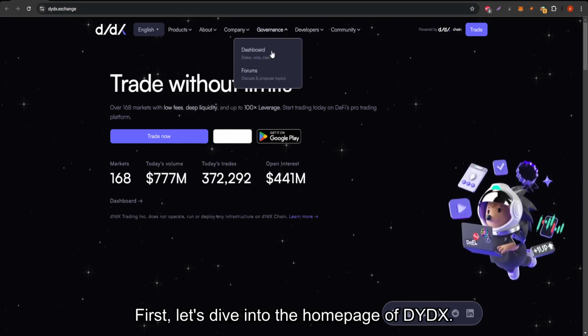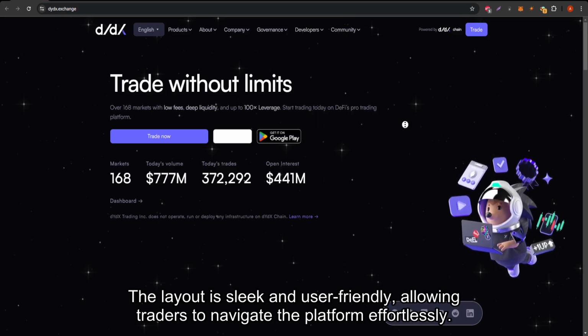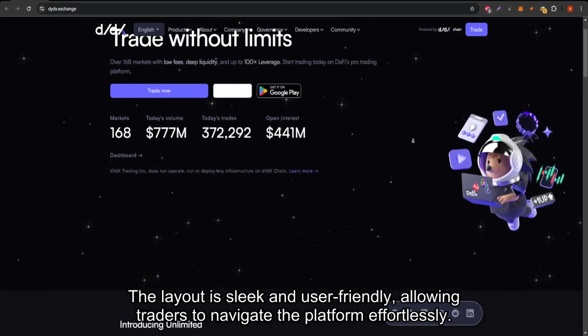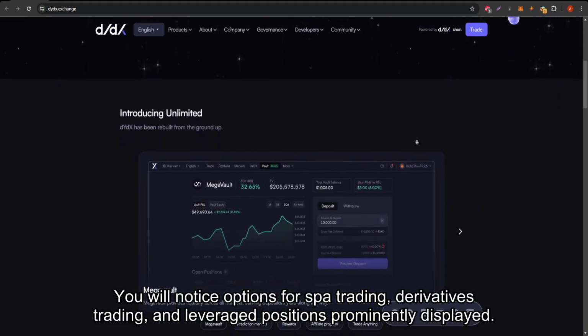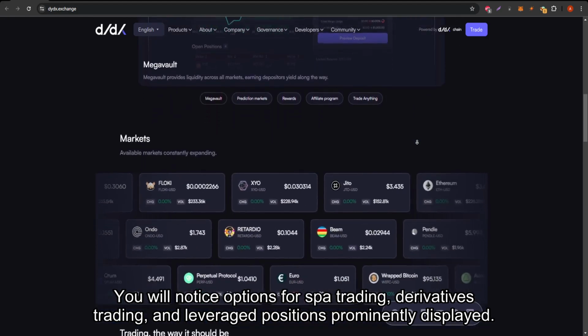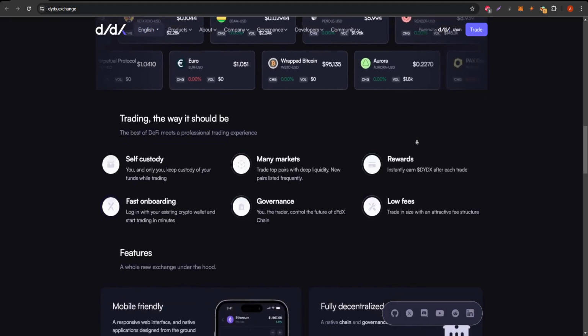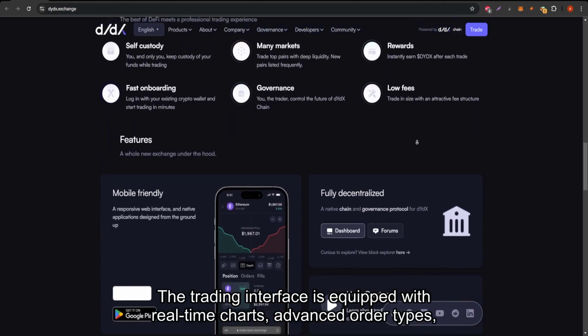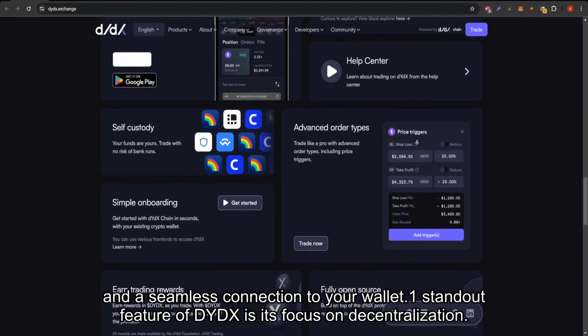First, let's dive into the homepage of dYdX. The layout is sleek and user-friendly, allowing traders to navigate the platform effortlessly. You will notice options for spot trading, derivatives trading, and leverage positions prominently displayed. These features cater to both beginners and seasoned traders. The trading interface is equipped with real-time charts, advanced order types, and a seamless connection to your wallet.